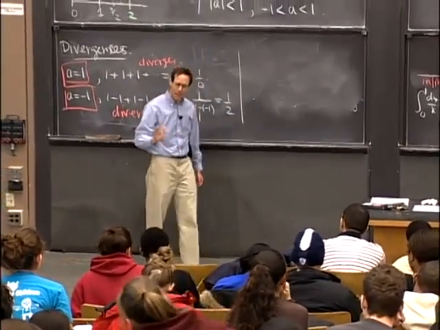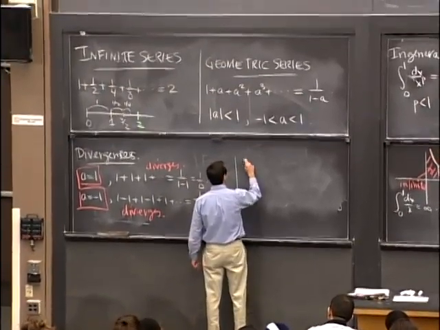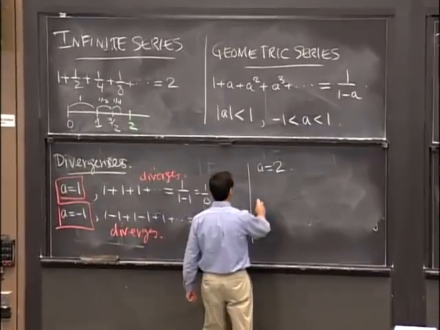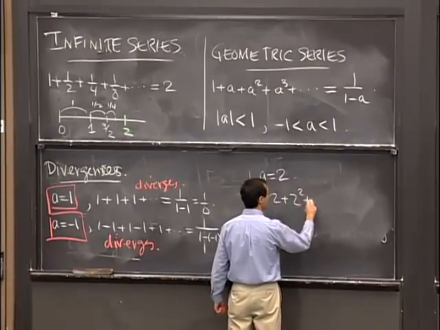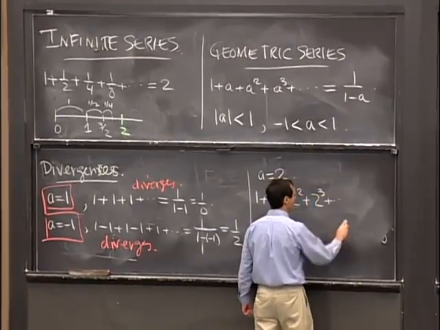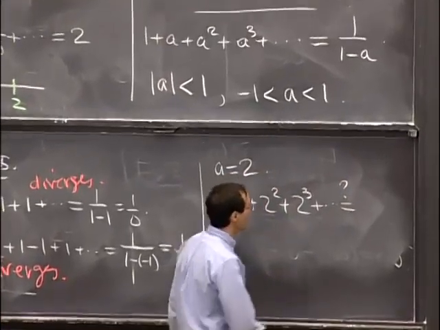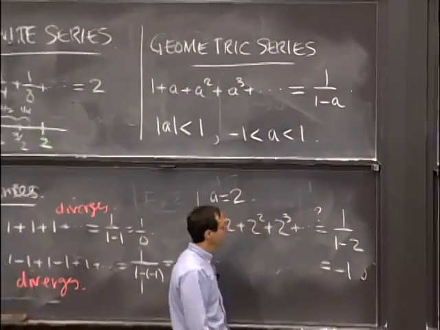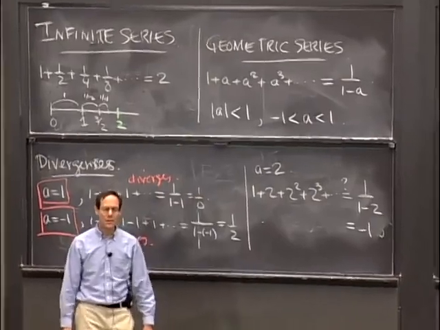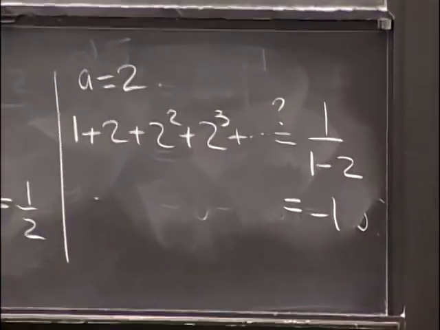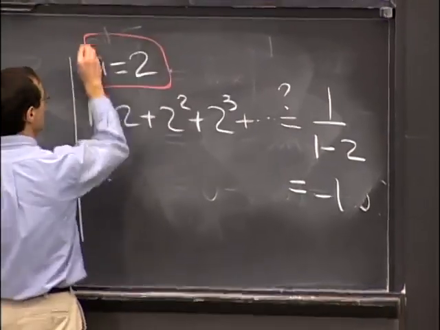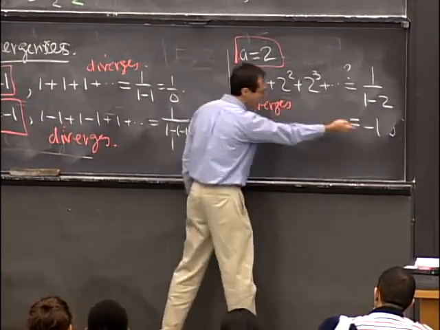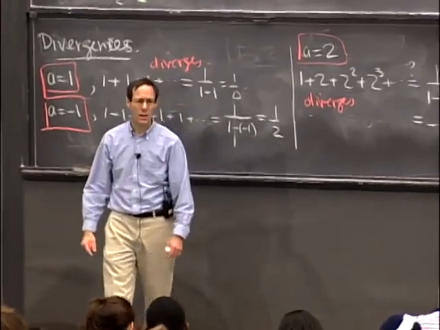I'm going to add one more case just to see that mathematicians are slightly curious about what goes on in other cases. So this is 1 plus 2 squared plus 2 to the cube plus, etc. And that should be equal to, according to this formula, 1 over 1 minus 2, which is negative 1. Now this one is clearly wrong. It certainly diverges. The left-hand side is obviously infinite. The right-hand side is way off. It's -1.